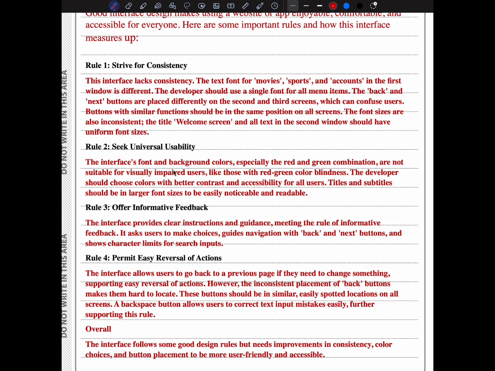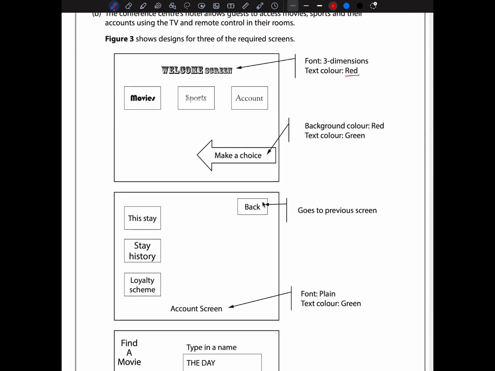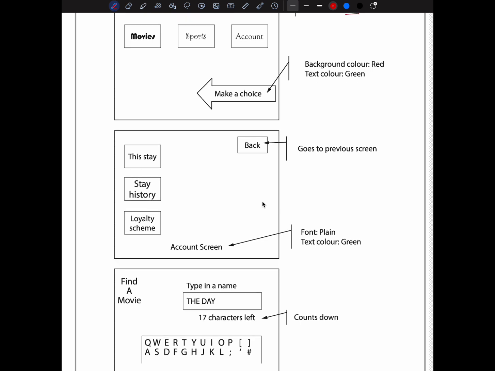The interface font and background colors, especially the red and green colors, are not suitable for visually impaired users, like those with red and green color blindness. The developer should choose colors with better contrast and accessibility for all users. Titles and subtitles should be in larger font size to be easily noticeable and readable, right? So for the title and the subtitle, they need to make it a bit bigger so that everyone is able to see, including people who have some issue with their eyesight, right?